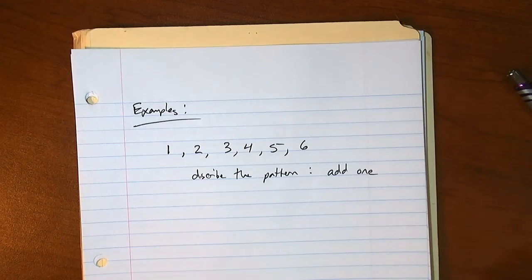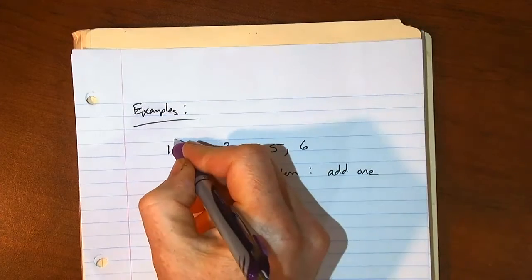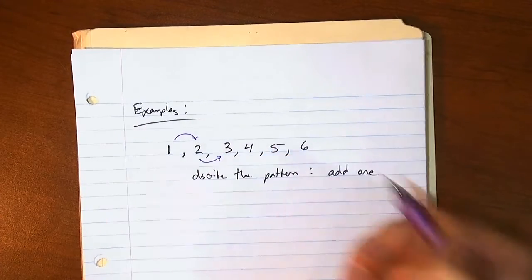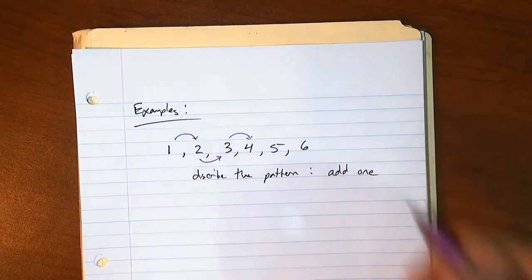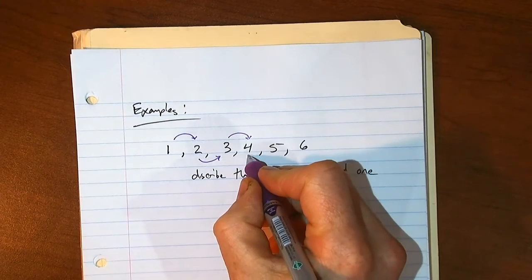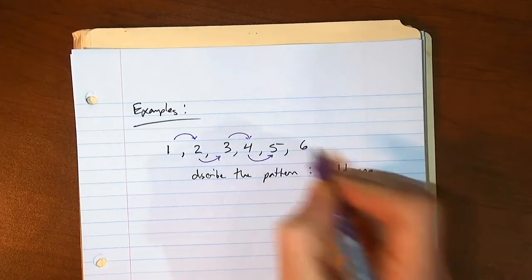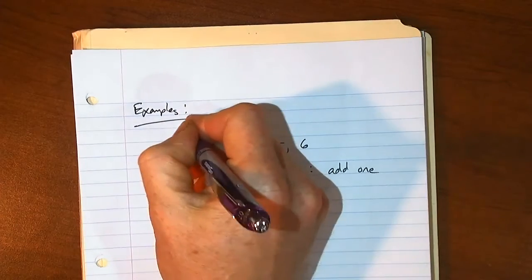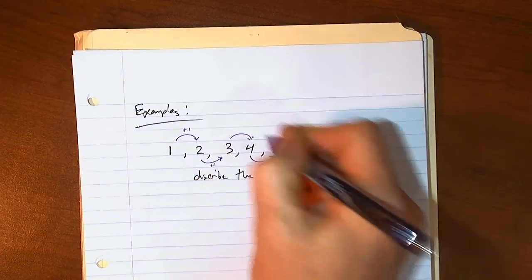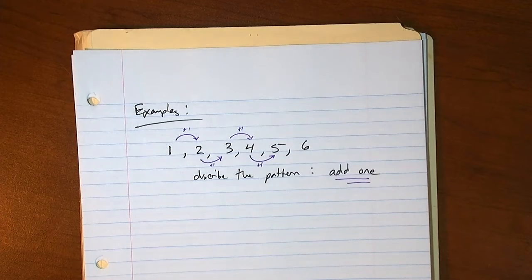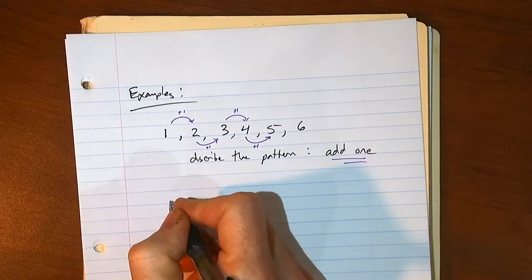Now, how do I get that pattern? The way I get that pattern is by looking at how I go from this to this, from here to here, from here to here. And I need to make sure that whatever rule I think moves me from here to here, that same rule works for every single pair of numbers. So this is +1, this is +1, this is +1. Because that works for every pair of numbers, I'm going to say the pattern is add 1. Okay. Of course, we can have things that are more complicated.